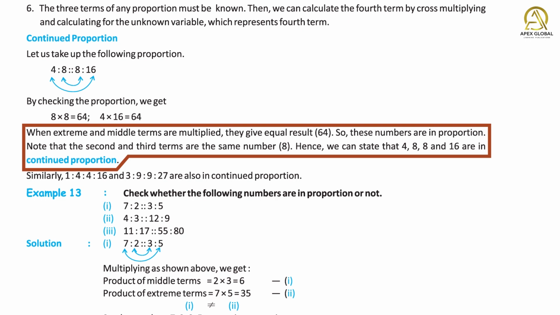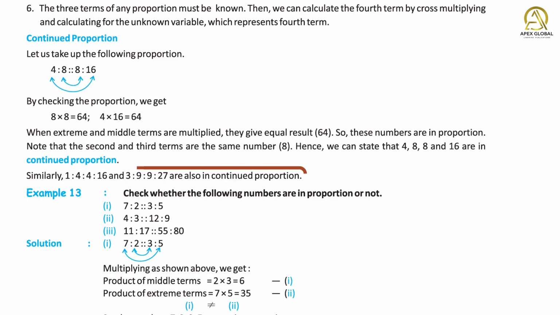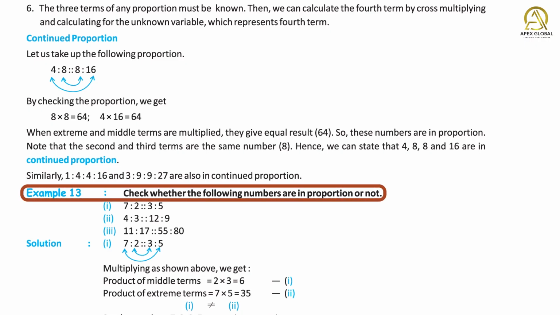Note that the second and third terms are the same number, 8. Hence, we can state that 4, 8, 8 and 16 are in continued proportion. Similarly, 1 ratio 4 ratio 4 ratio 16 and 3 ratio 9 ratio 9 ratio 27 are also in continued proportion. Example 13. Check whether the following numbers are in proportion or not.